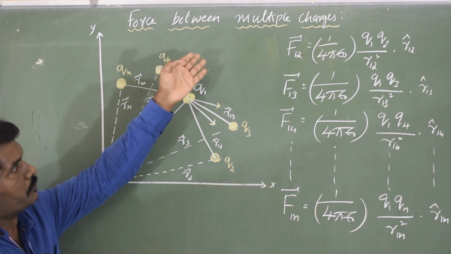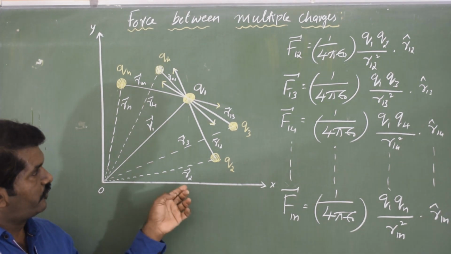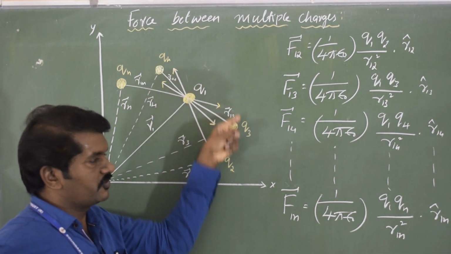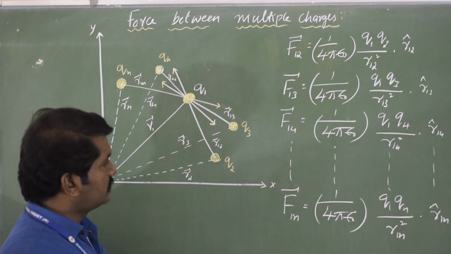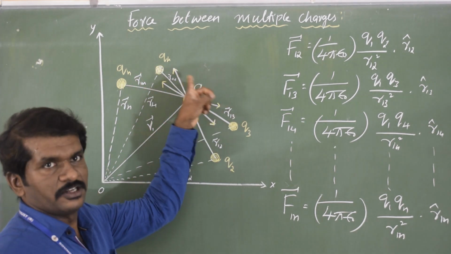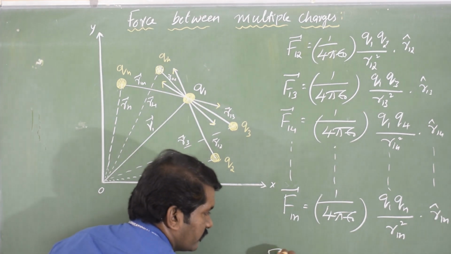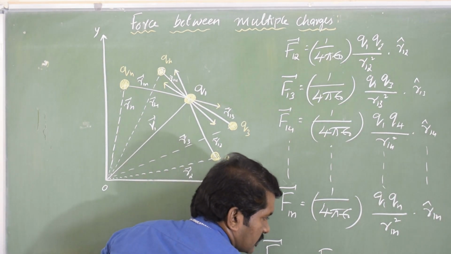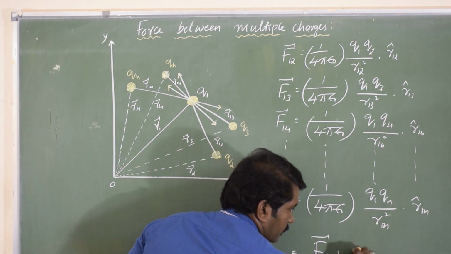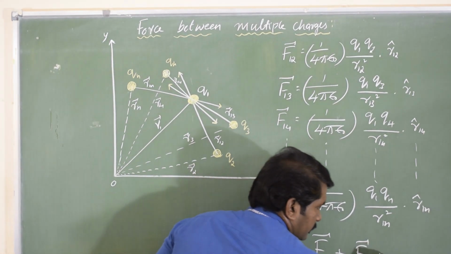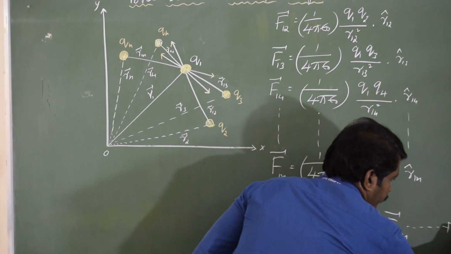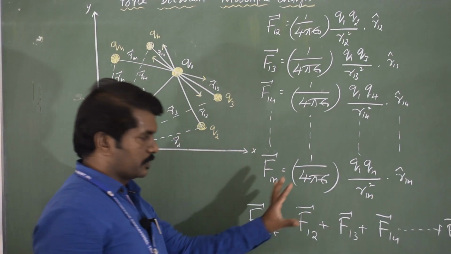Then according to superposition principle, the net force acting on the charge Q1 due to the number of charges is the vector sum of all the forces due to different charges. Therefore, the net force is given by the vector sum of F12, F13, F14 and so on up to F1n. This is the superposition principle.